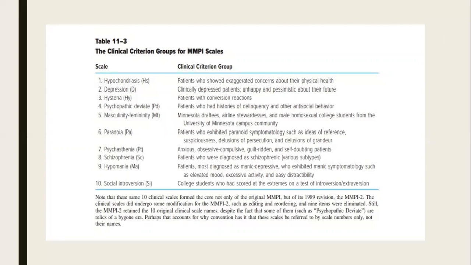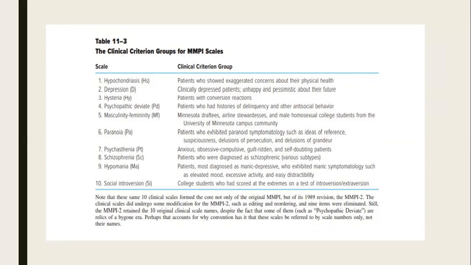So, the clinical criterion groups for the MMPI scale. MMPI stands for Minnesota Multiphasic Personality Inventory. It is one of the most commonly used psychological tests in the world. Here is a listing of the 10 clinical scales of the MMPI along with a description of the corresponding criterion group. Each of the diagnostic categories listed for the 10 clinical scales were popular diagnostic categories in the 1930s.